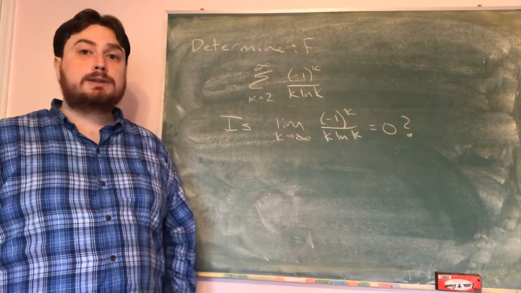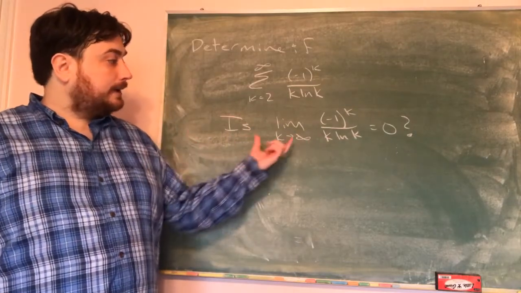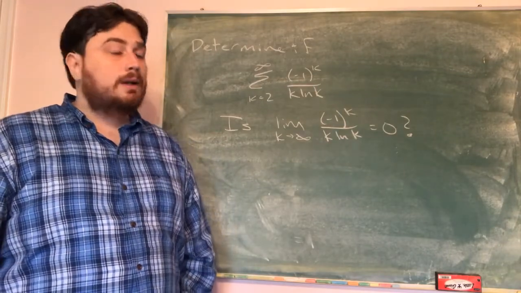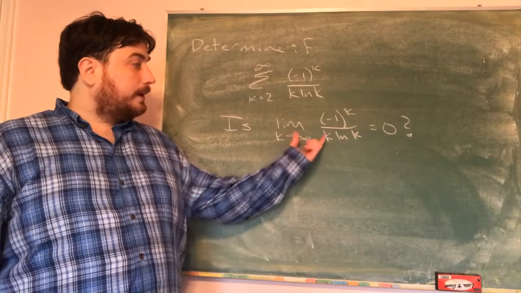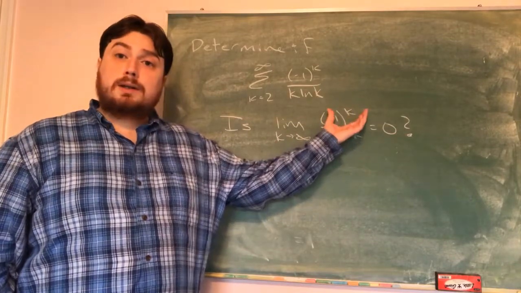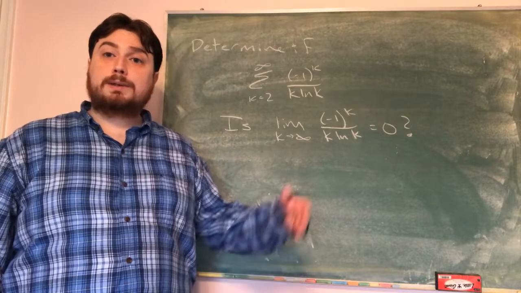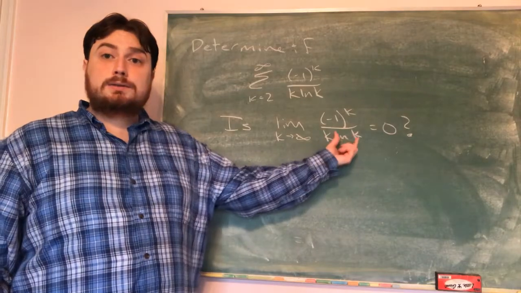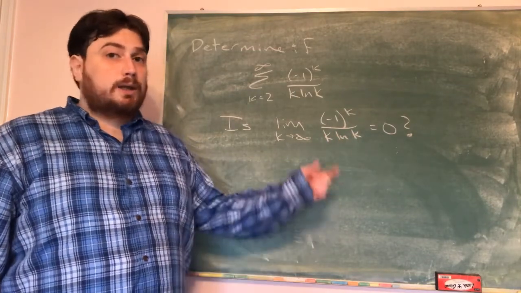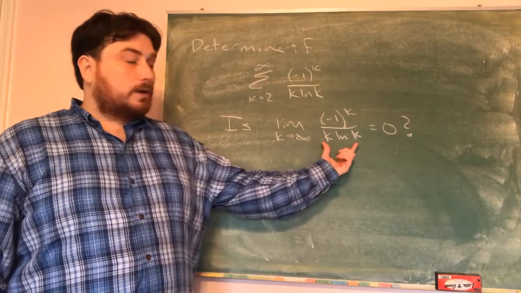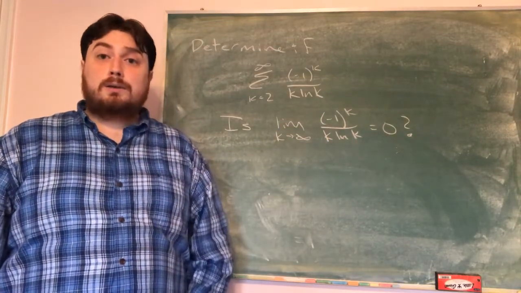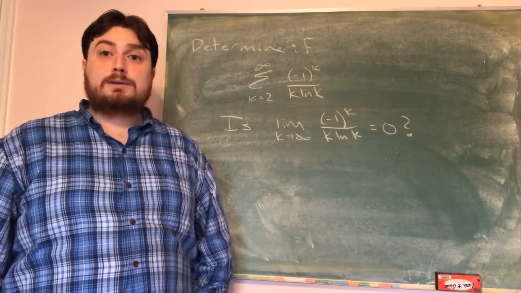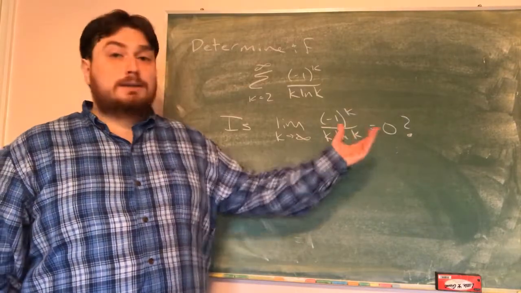So the first question posed to us is: is the limit of the terms equal to 0? That is, is the limit as k goes towards infinity of negative 1 to the k over k natural log of k equal to 0? Negative 1 to the k is going to alternate between negative 1 and positive 1, but it's going to be either 1 or negative 1. On the bottom, k is going to get large, and natural log of k is going to get large. So we end up with either positive or negative 1 over an arbitrarily large number. We do indeed get that this is arbitrarily close to 0. Therefore, this limit is indeed 0.